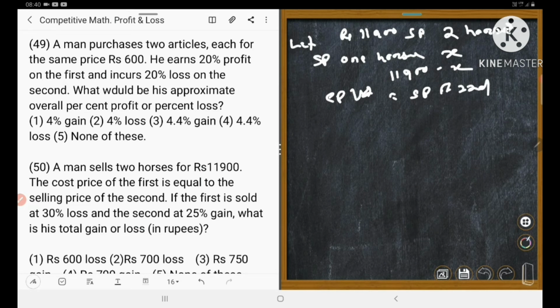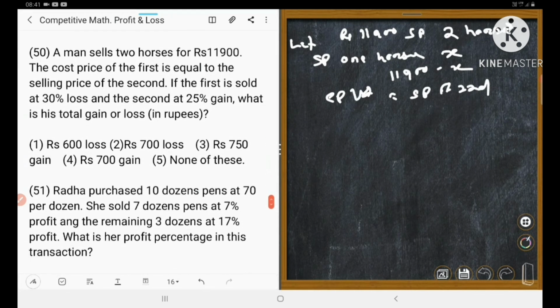A man sells 2 horses for Rs 11,900. The cost price of the first is equal to the selling price of the second. If the first is sold at 30% loss and the second is sold at 20% gain, what is the total gain or loss? As per the question, he made a 30% loss in the first instance.